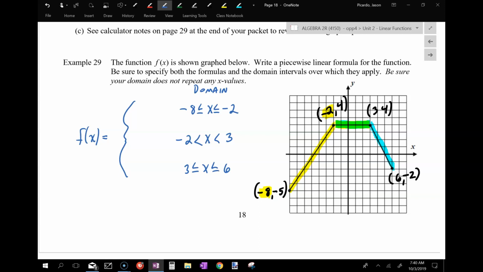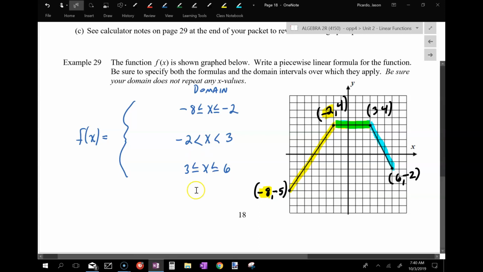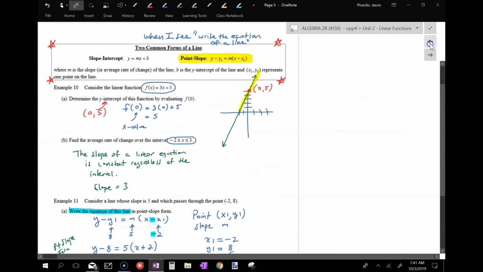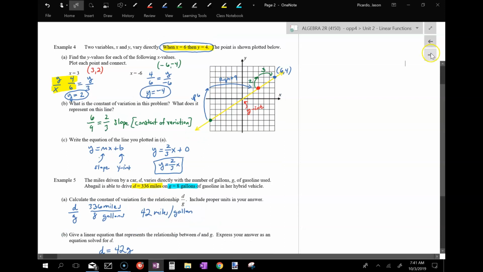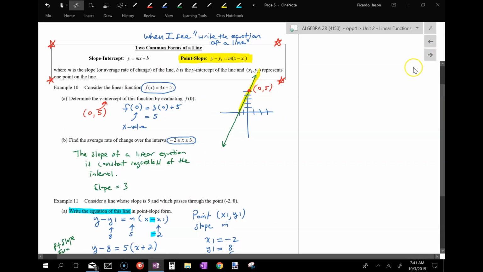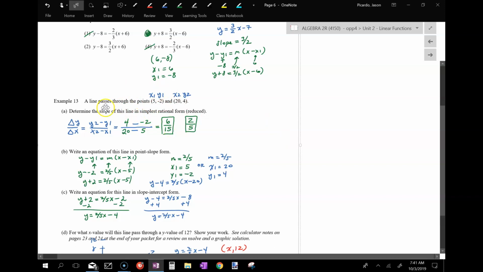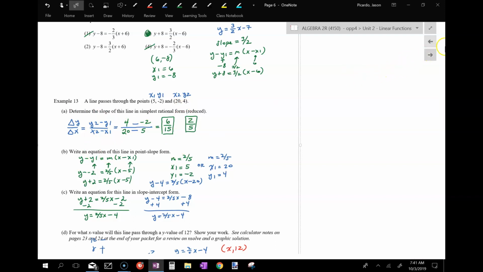Okay, here's the part that, guys, you have a couple of ways that you could finish this. Okay, here's one of them. Guys, these are 2 points, right? If you know 2 points, can you use 2 points to create the equation of a line? Well, let's see. If we go back to these lessons here, right? What did we do in this example right here, right? A line passes through the point (5, -2) and (20, 4). Find the slope, write the equation of a line. So could we do that? Absolutely, right? We have a method, okay?